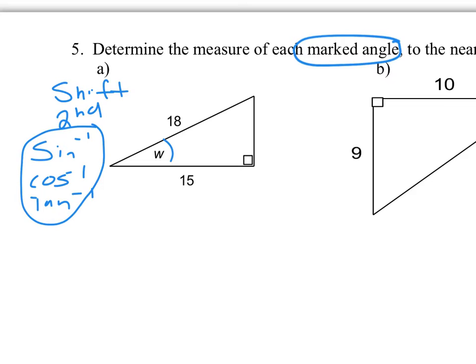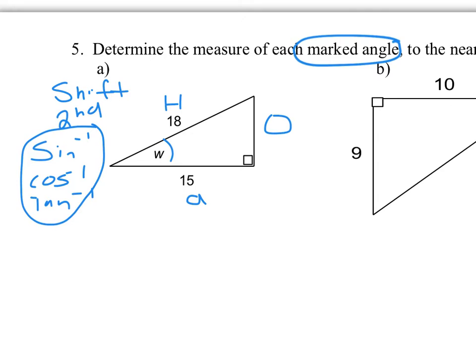We need this angle, W. Of course, that's the marked angle or the given angle. So we're going to label our triangle based off that angle. Opposite is across from it. H is opposite of my 90 degrees. That leaves me with A.